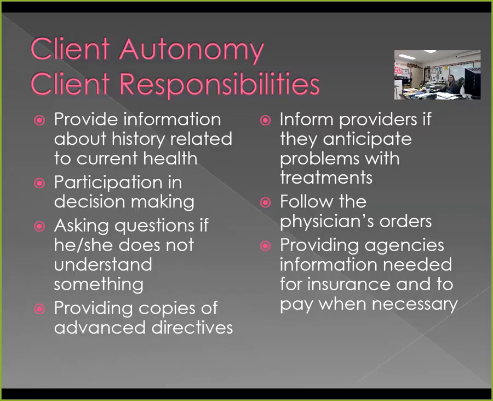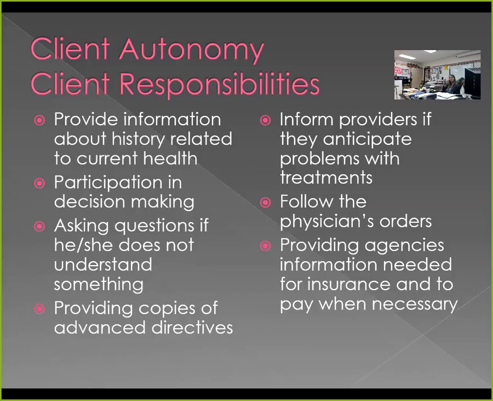Inform providers if they anticipate problems with treatments. Okay, so, the last time I took this medicine, it gave me a stomach ulcer. And that's something that the physician needs to know before they give you new medicine or whatever it is. If you think you might have an issue with it, like, I've had kidney problems in the past, so does this medicine cause kidney problems? Those are things that you need to let them know.